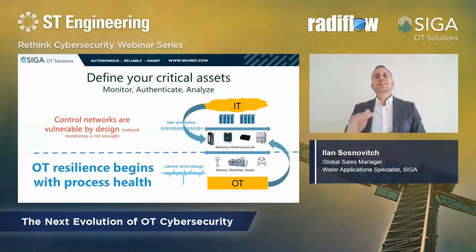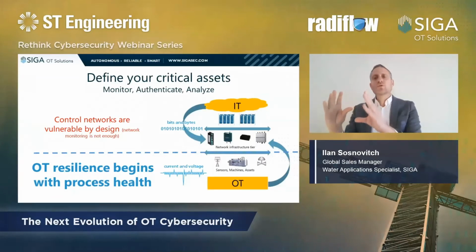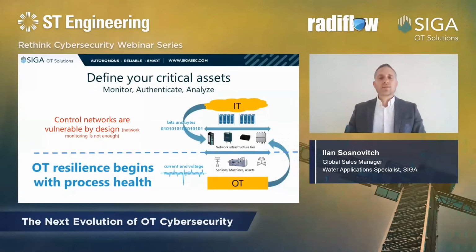We can see here the different layers in the Purdue model that shows the OT architecture. We see the network layers, which are control networks, and they are, as we used to say today, vulnerable by design. And we're trying to secure that network to make sure that nobody infiltrates it. That's very good. However, OT resilience begins with process health. We need to look directly at the process and the equipment in level zero in order to make sure that they are secure.